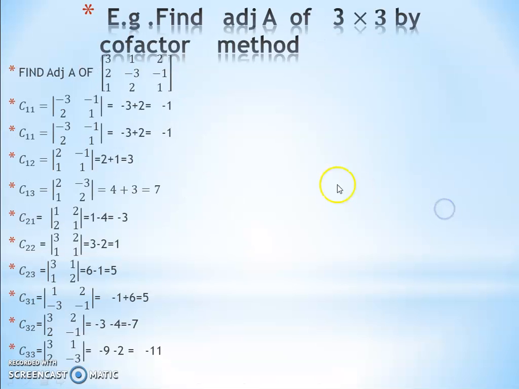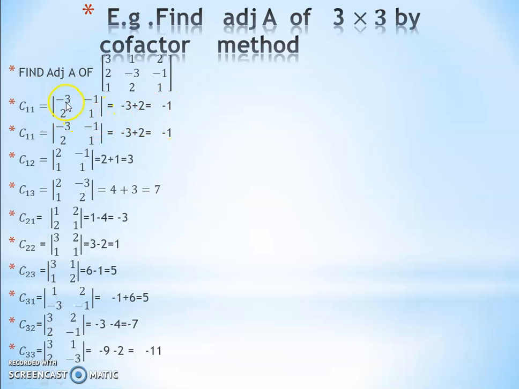So let us try an example. Find the adjoint of the matrix 3, 1, 2; 2, minus 3, minus 1; 1, 2, 1. First I want to find C11. So 1,1 means we skip the first row and first column. What is remaining? Minus 3, minus 1, 2, 1. I highlight it here.